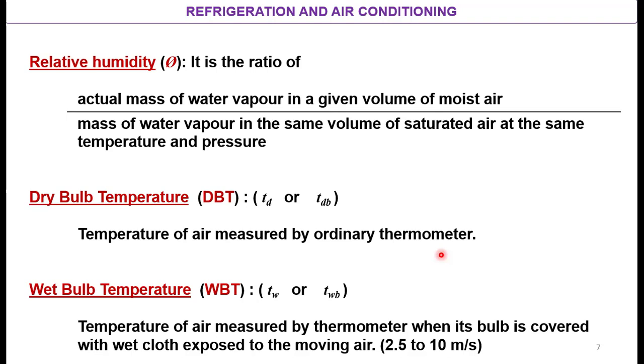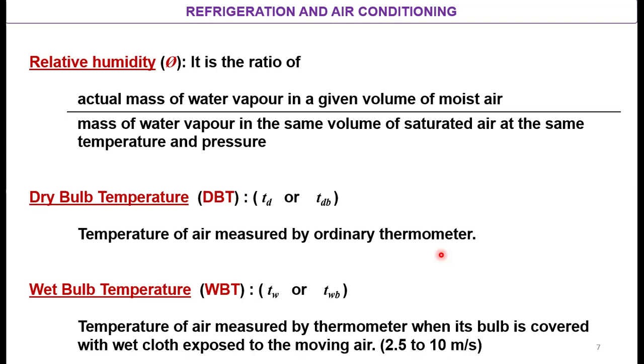So you take any ordinary thermometer and keep it open to the atmosphere. Its bulb will sense the surrounding temperature, and the column will reach a certain fixed value, and that fixed value is the dry bulb temperature. The simplest definition of dry bulb temperature is the temperature of surrounding air measured by any ordinary thermometer. It is expressed in degrees Celsius, which you can further convert into Kelvin as per requirement.